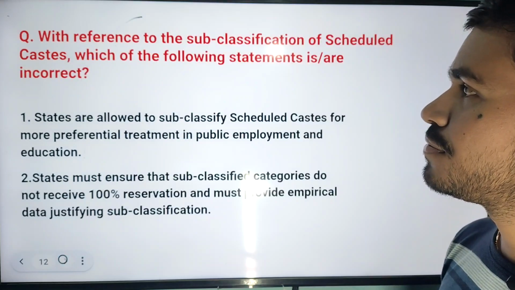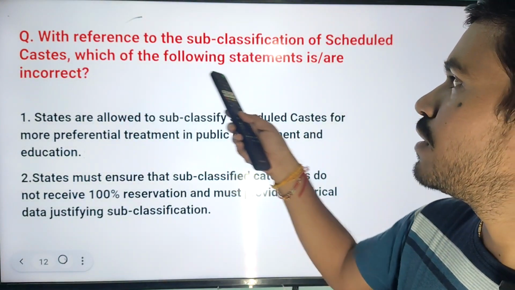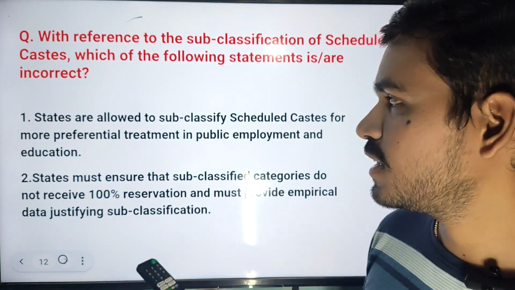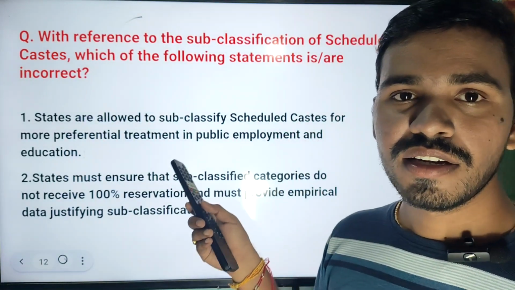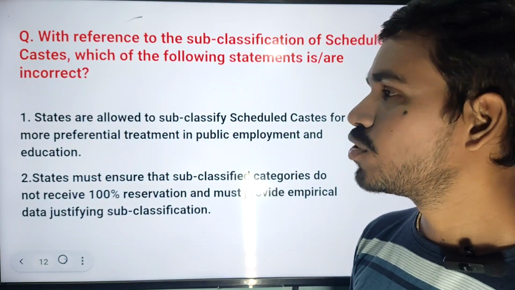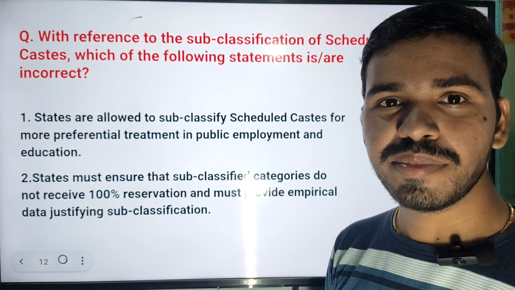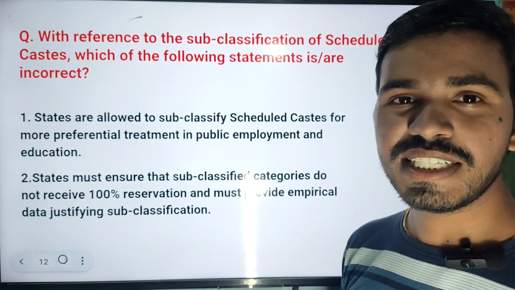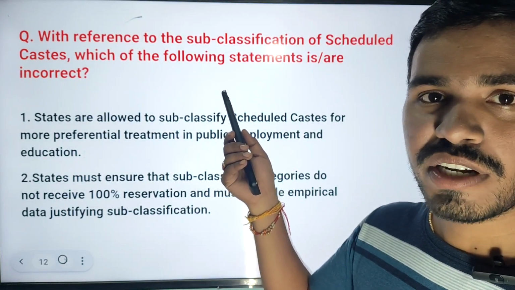Next question. With reference to the subclassification of scheduled caste, which of the following statements are incorrect? So as we first already discussed, the Supreme Court agreed to divide the SCs and STs as groups, as like how OBCs are divided, BCA, BCB, like that. Now SC and STs also can be divided as SCA, SCB, like that. So it is the duty of state to divide that one.